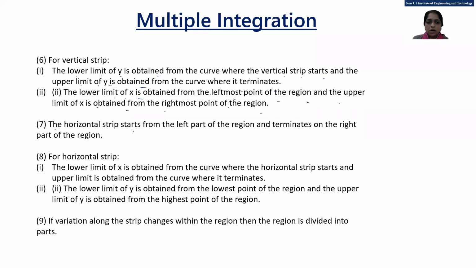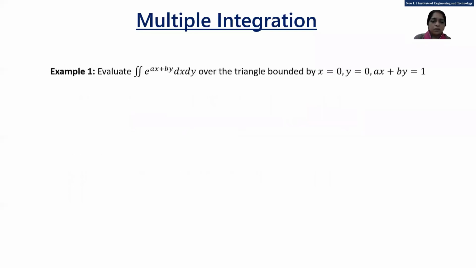The horizontal strip starts from the left part of the region and terminates on the right part of the region. The lower limit of x is obtained from the curve where the horizontal strip starts, and the upper limit is obtained from the curve where it terminates. The lower limit of y is obtained from the lowest point of the region, and the upper limit of y is obtained from the highest point of the region. If the variation along the strip changes within the region, the region is divided into parts. So let's take one example.